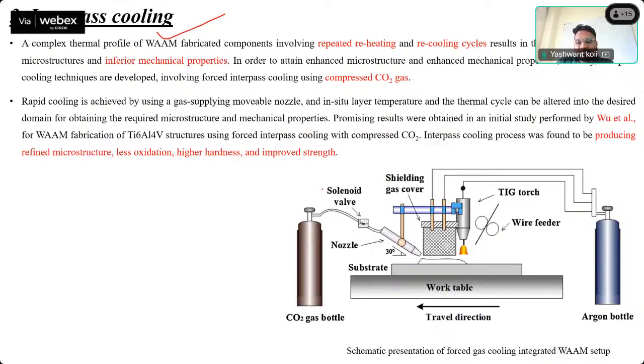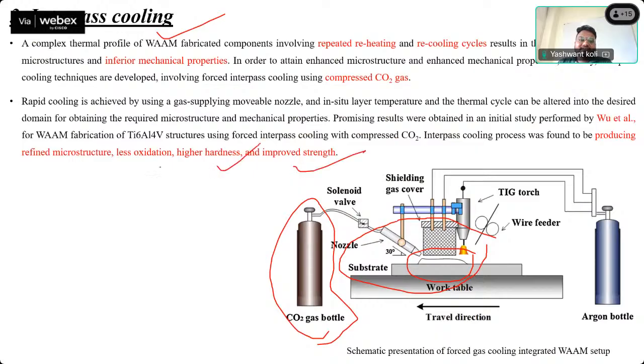So for interpass cooling, we are using the same setup, and CO2 gas bottles are used at a 45 to 30-degree angle, and CO2 is being pressed during the fabrication, and we are cooling the layers at the time of fabrication. So that will help with sudden cooling, improving the cooling rate, and then we can have improved strength and hardness. Less oxidation can be achieved.